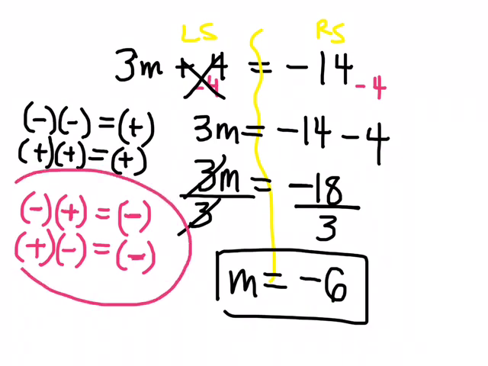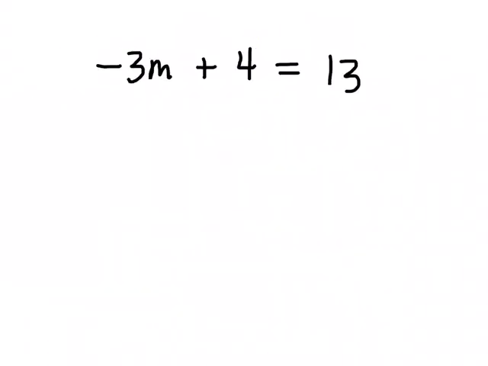This is one way you can remember. 2 different signs will be negative. And if you have 2 signs that are the same, like 2 negatives or 2 positives, it's always going to be positive. Okay? Okay, so the second question is negative 3m plus 4 equals 13.